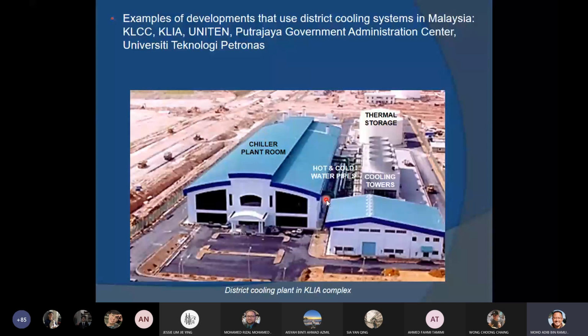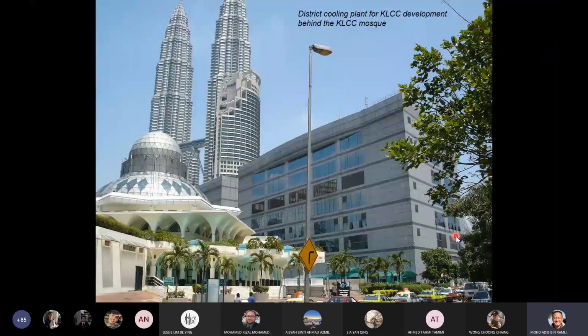Okay, but you can see, like I mentioned earlier, the plant room itself, the refrigeration plant room, might look like a normal building, like an office building. Okay, even though this office building is not so nice now. Okay. This is another one, a district cooling plant for KLCC development behind the KLCC Mosque.